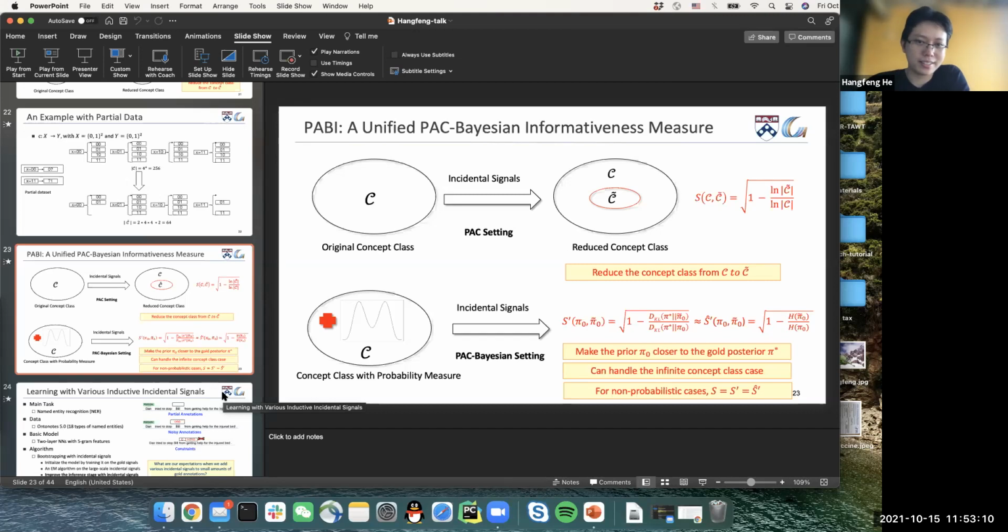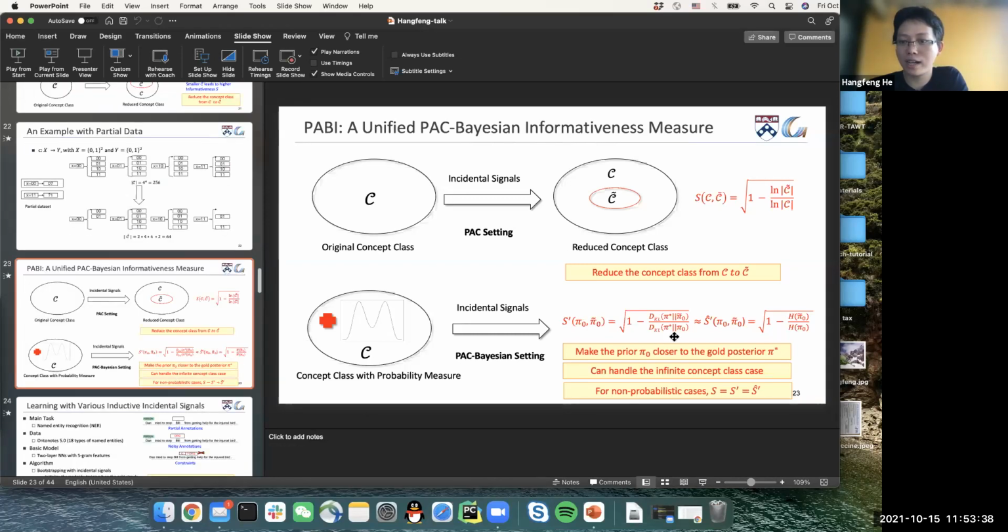Actually, yes, PABI is mainly designed for classification tasks, but for generation tasks, if you can well define the concept class, or you definitely need some assumption, right? You cannot say that the output is an infinite amount. That's impossible. But as long as you can limit the problem into a well-defined concept, it's also possible to directly apply PABI, because PABI is based on the prior and the post layer, which has quite flexible assumptions on the concept class itself. So you can have quite a complex concept class.